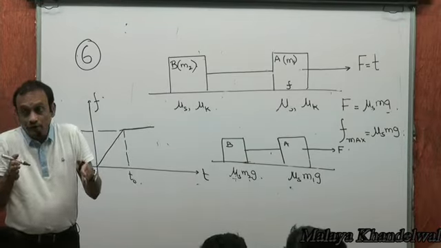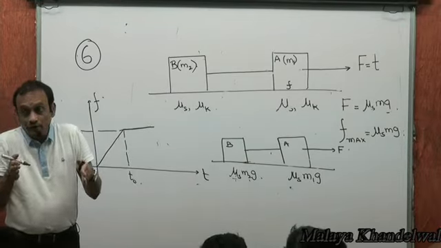Now, the frictional force between A and the ground will change only when A starts to move. Then friction will become kinetic, and the frictional force will slightly decrease. It will become mu k mg then. Right? Now, when would that happen? So it will remain static for a while.